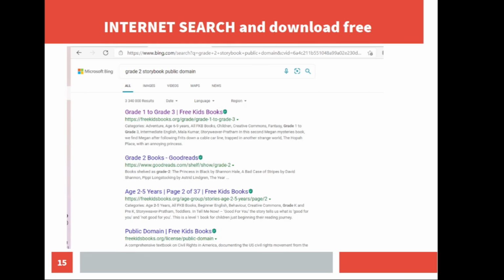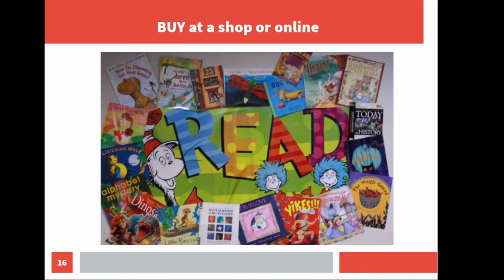Another thing is, you do an internet search where you can download free public domain books. You can just type in grade 2 storybook, public domain, and here comes up, in this case it is grade 1, free kids books from which I downloaded the book that I used. It doesn't need to be public domain, just grade 2 storybook, free, and there you get other examples. Another option is to buy a book for your child online, or go to a bookshop and get a small magazine or a book.